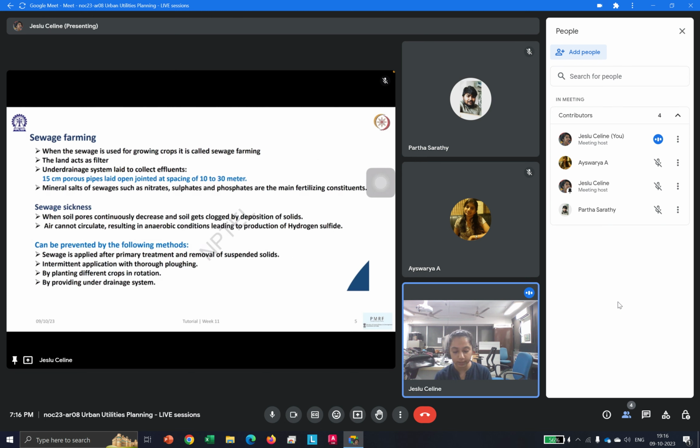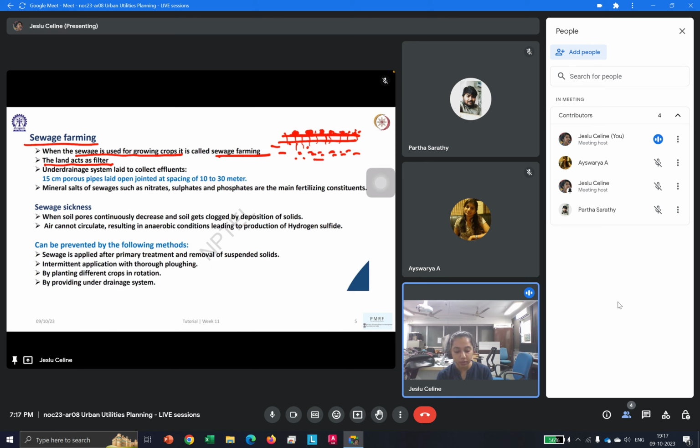So this is what we saw in the lecture. We have sewage farming, where sewage is used for growing crops, and that's called sewage farming. The idea is that land acts as a filter. The natural method, as I was explaining, is that whatever impurities are there will be stuck on the surface of the soil, and there's a filtration which happens within the soil layers itself. So the underground water source is impure. That is what is expected. But this clogging can lead to sewage sickness, and that is something we need to avoid.